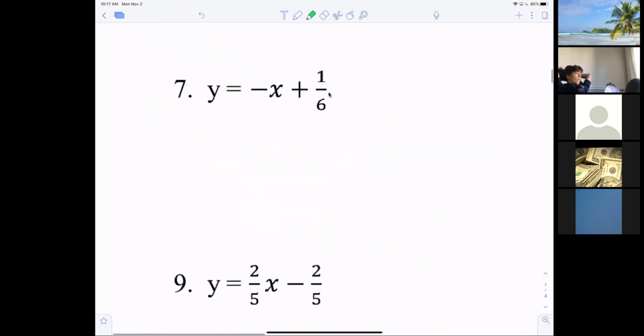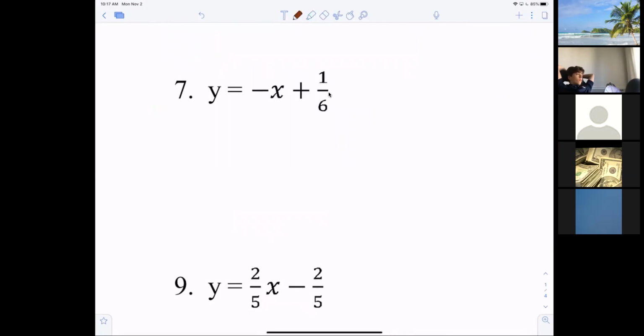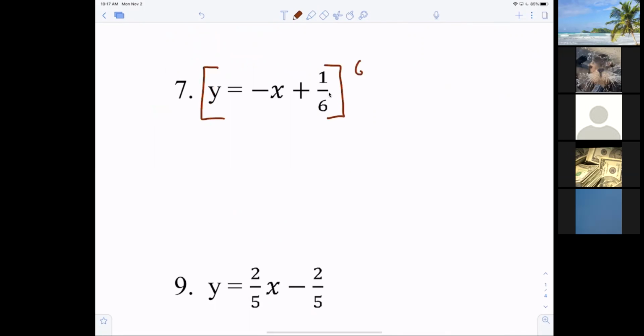Okay. Number 7. What am I going to multiply by? 6. Yes. Multiply through by 6. Come on now, I'll give you 30 seconds to multiply through by 6. Well, not 30, 10.